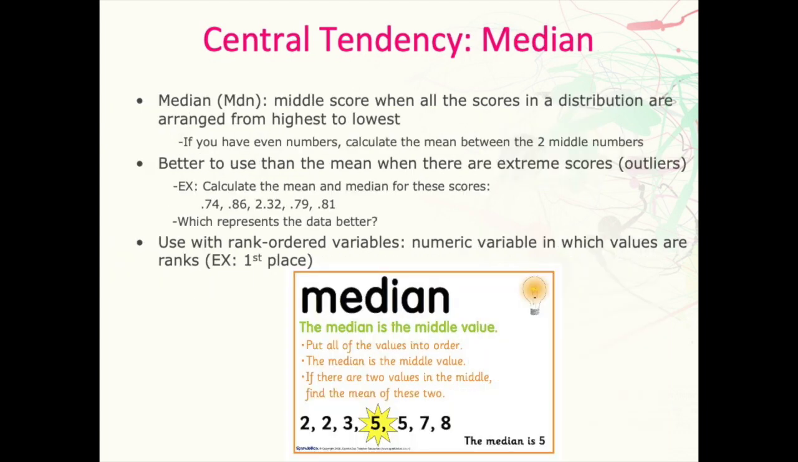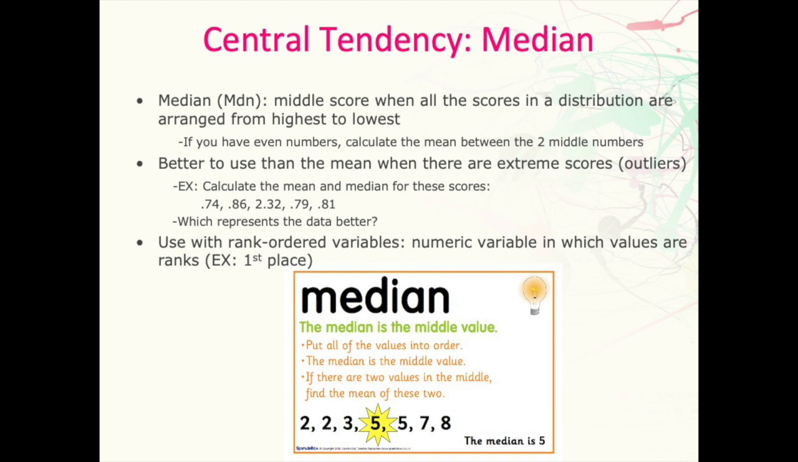The next measure of central tendency is called the median. The median is symbolized there with a MDN, and it's the middle score in your distribution. So what you have to do is distribute all your numbers from highest to lowest or lowest to highest, and then you just identify the scores or score in the middle. If your n is an odd number, then you're just going to have that one score in the middle, and that's going to be your median.